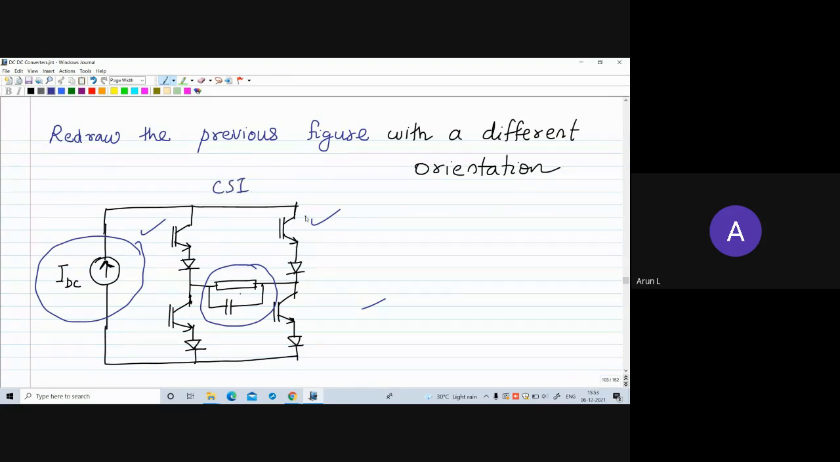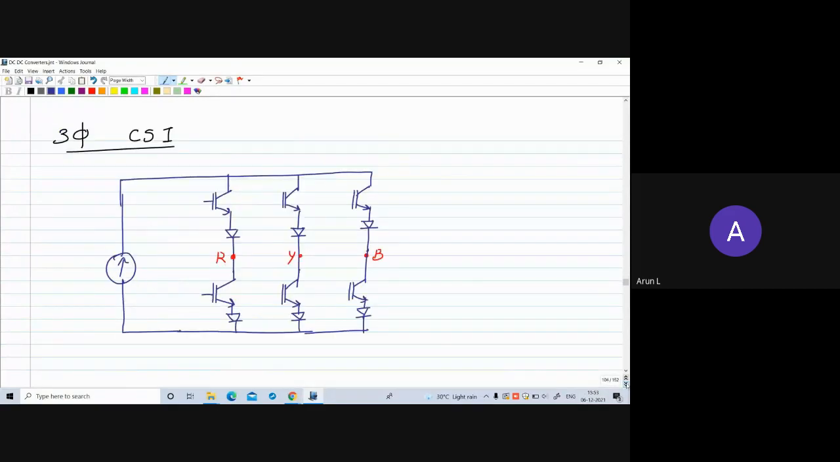So in a current source inverter, you have series combinations of IGBT and diode. And by adding one more leg, you can have a three-phase current source inverter. Between R and Y, we can connect one load and its filter capacitor. Between Y and B, we can connect the other phase of the load and the filter capacitor. Then between R and B, we can connect the third phase of the load and its filter capacitor. So like that we can have a three-phase current source inverter also.